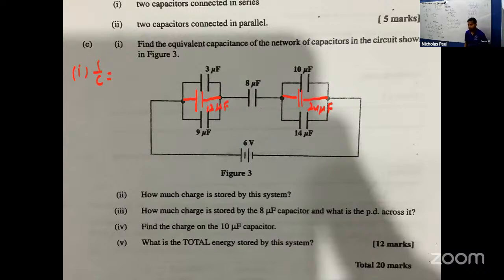Alright, you're done? Right, so that's 1 on 12 plus 1 on 8 plus 1 on 20. When you add them, you get a quarter. So that means C is 4 microfarads, right?